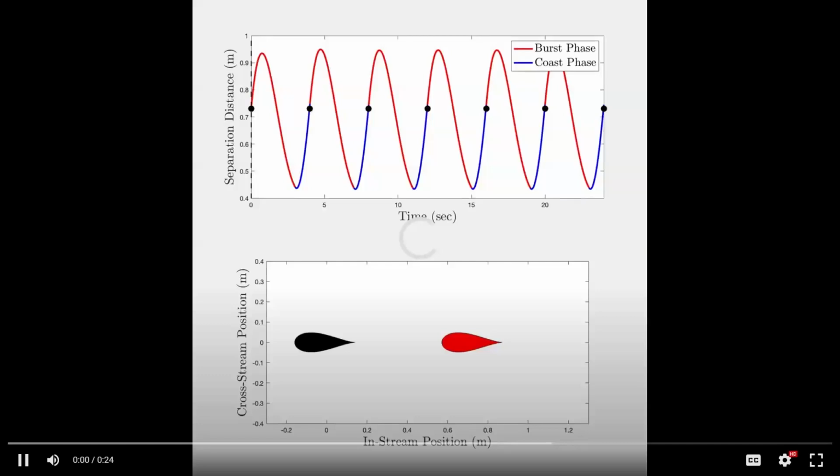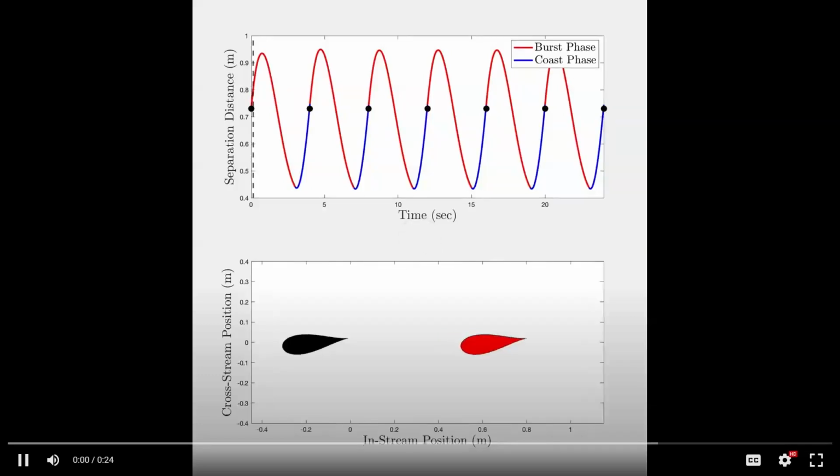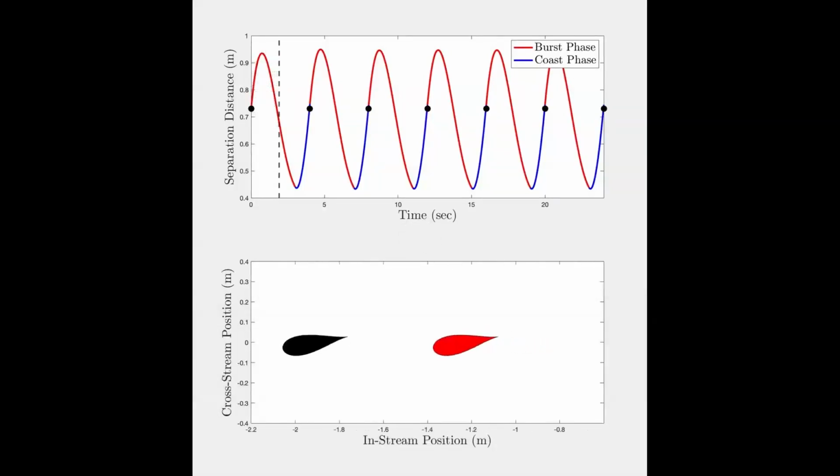So here is a little animation with the sinusoidal thrust model. The sinusoidal thrust model gives us a model of synchronous flapping between the two fish. And then you can see in the red, burst phase, blue is the coast phase, and they're moving to the left.